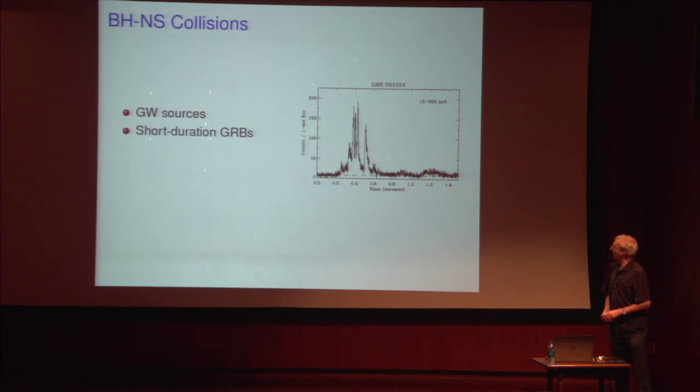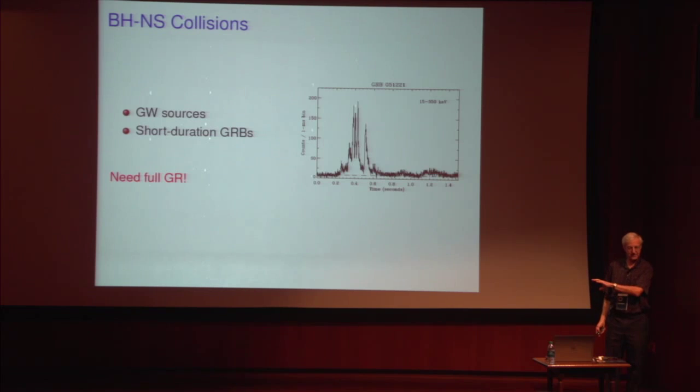All right, so I want to talk quickly about neutron stars. So in addition to black hole collisions, we expect there should be neutron star binaries, and also black hole and neutron star binaries. And these should be not only sources of gravitational waves, but they're one of the prime candidates for explaining short duration gamma ray bursts. Here's a profile of gamma rays, and the fact that the time scale is much less than a second is what people mean by short.